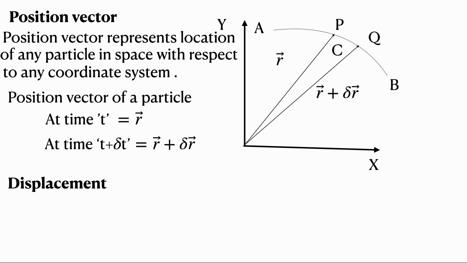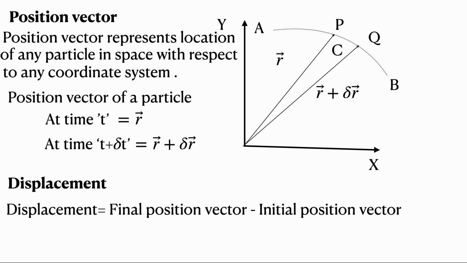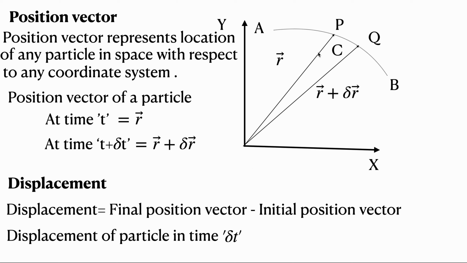Now let's discuss displacement. Displacement is obtained by subtracting the initial position vector of the particle from the final position vector. Displacement of the particle in time delta t, in which it has moved from point P to Q, is vector PQ, and this vector is obtained by subtracting the position vector of point P from the position vector of point Q, that is vector r plus vector delta r minus vector r equals vector delta r.